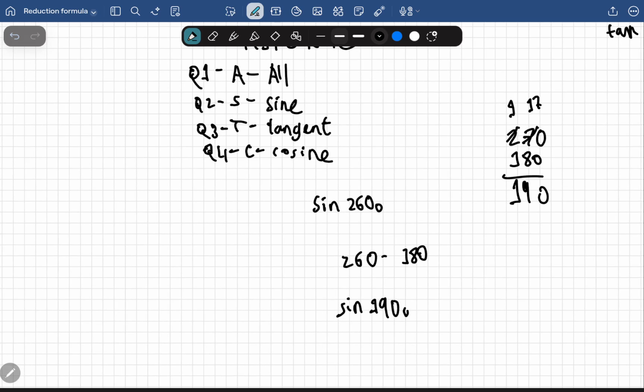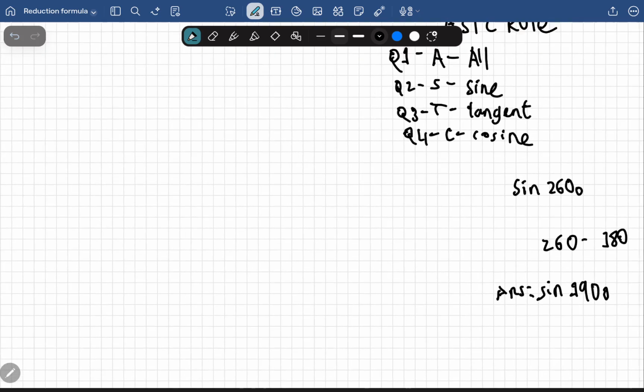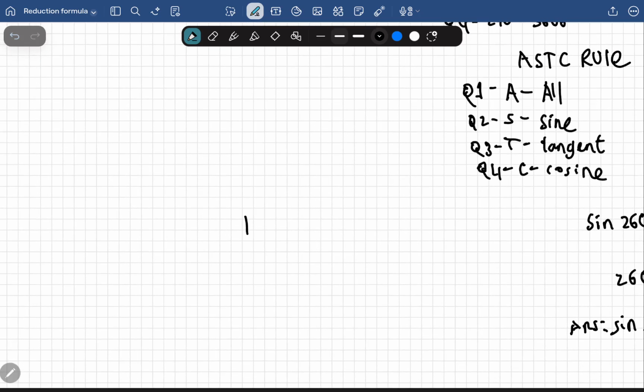You might think you have to answer this, but no, that is the answer. You don't have to answer an answer. Okay, one more. Let's take one more example with tangent.